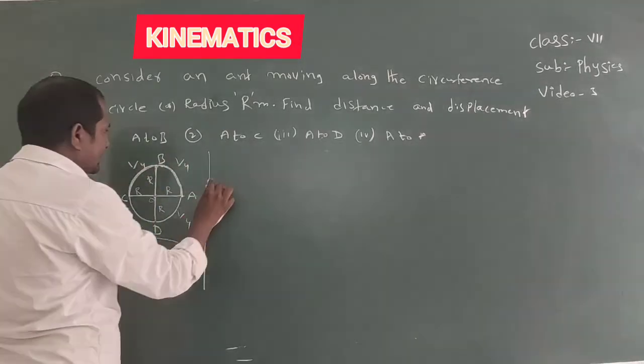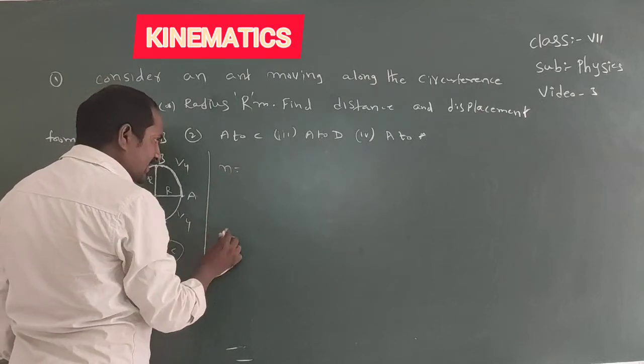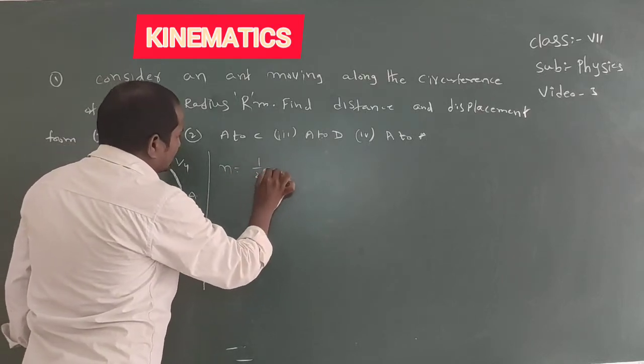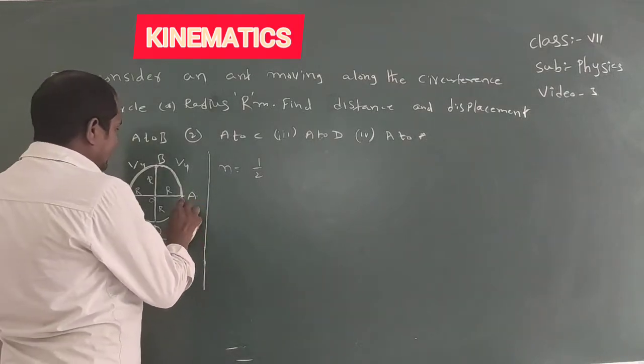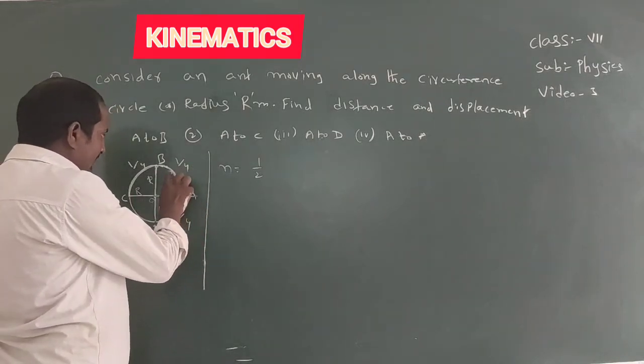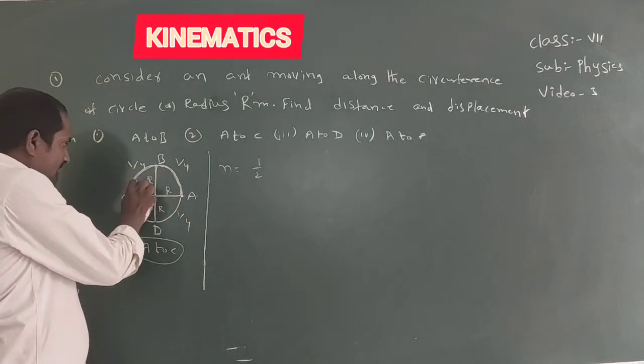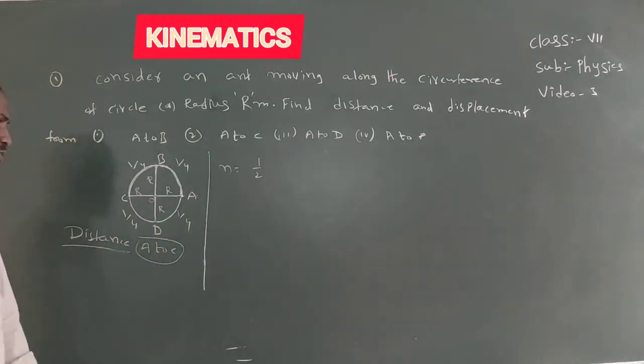Here n equal how many times it is revolving in a circular path? 1 by 2 times. My distance, how many times here? A to B equal to 1 by 4 and B to C also 1 by 4. Here 1 by 4 plus 1 by 4 equal to 2 by 4, 2 by 4 equal to 1 by 2. It revolves on a circular path 1 by 2 times.